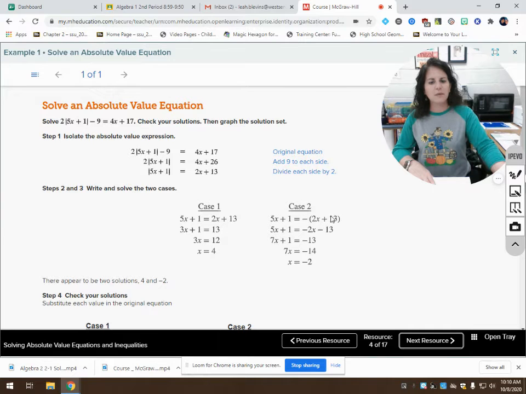Over here, first we begin by distributing negative 2x, negative 13. Again, we want to get our x terms together, so this time I add 2x to both sides, I get 7x. I want to get my non-x terms together on the other side, so I'm going to subtract 1 from both sides. Gives me negative 14, divide by 7, I get negative 2. So my possible choices for x are 4 and negative 2.